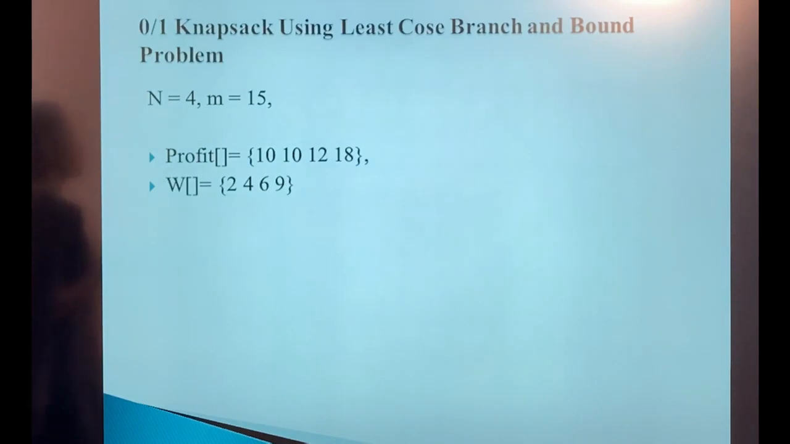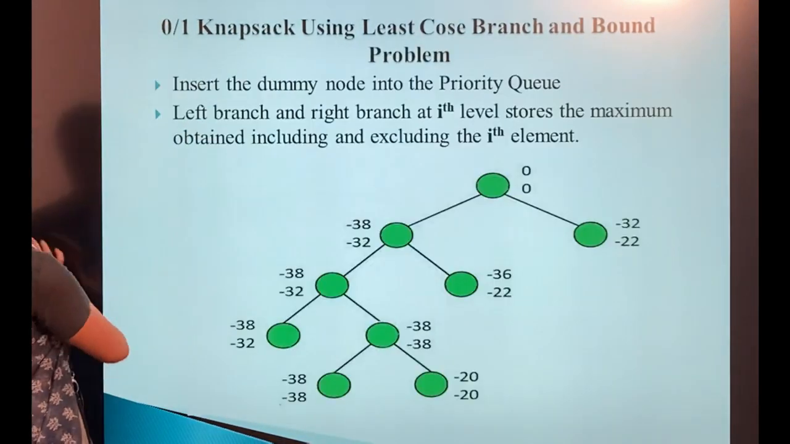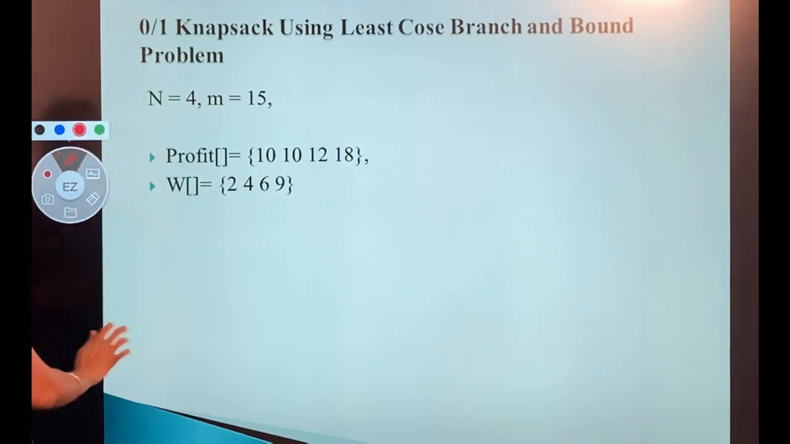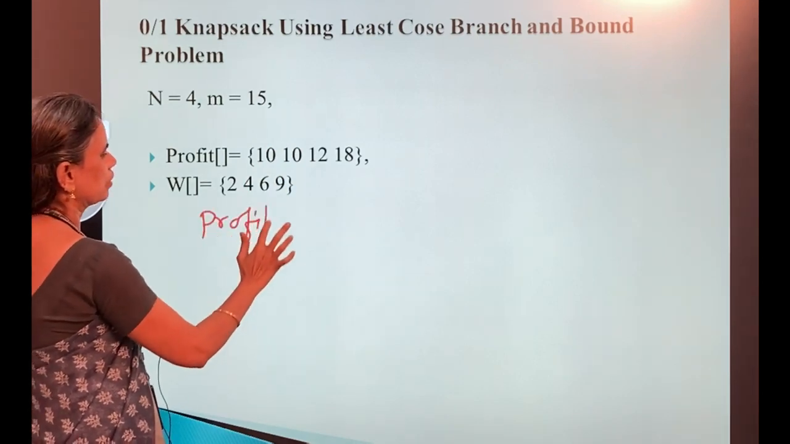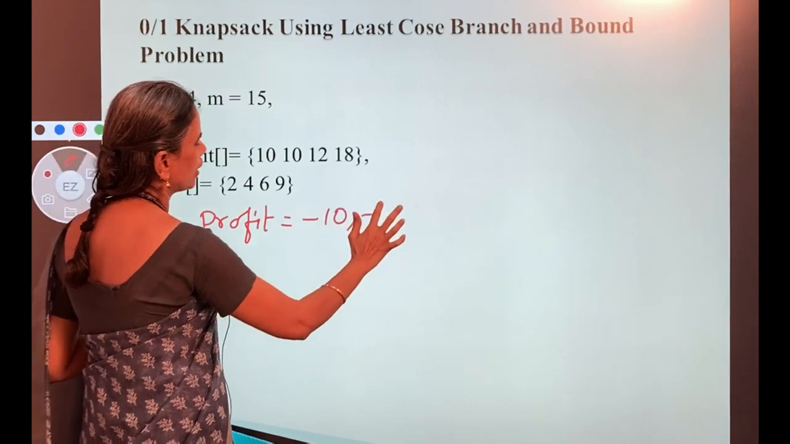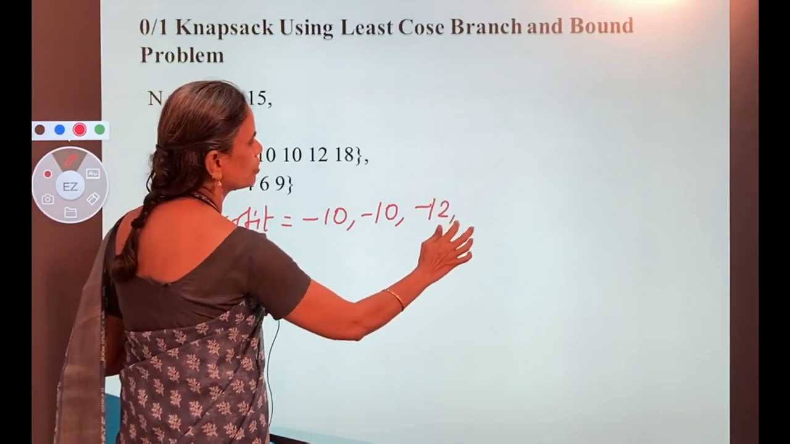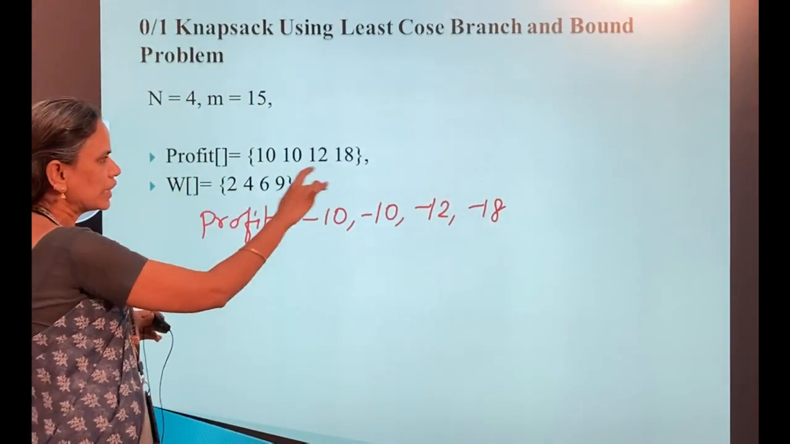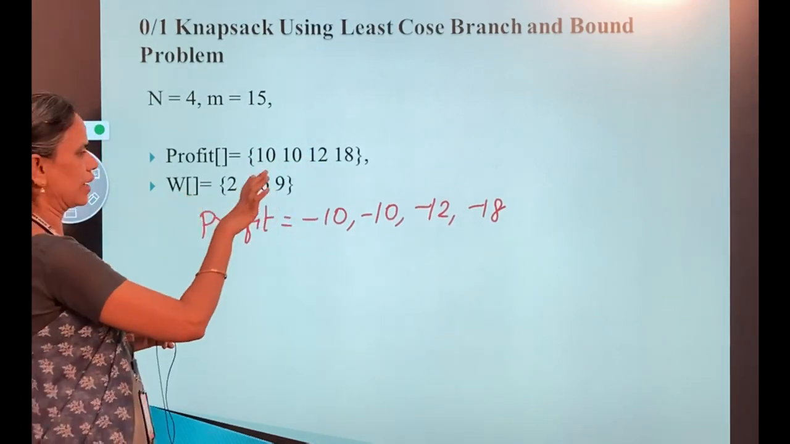We have to convert this maximization problem into a minimization problem. For that, first take the negative of the profit. The profit values will be minus 10 for object 1, minus 10 for object 2, minus 12 for object 3, and minus 18 for object 4. First we take the profit and convert each positive value into a negative one. Next, take the weight as it is.